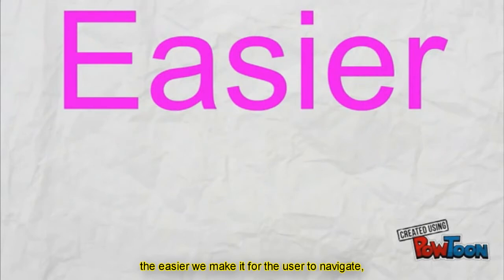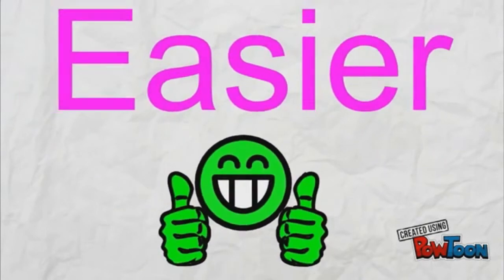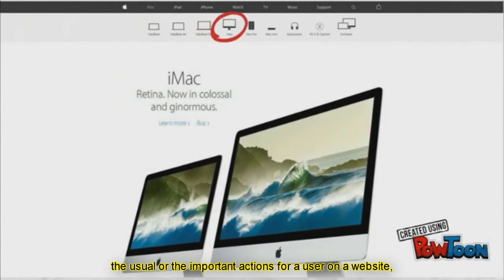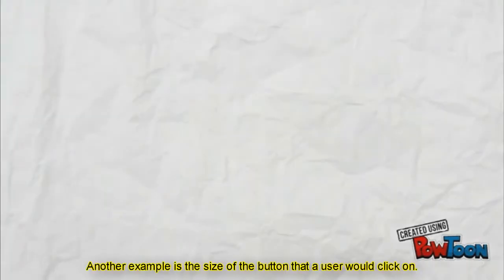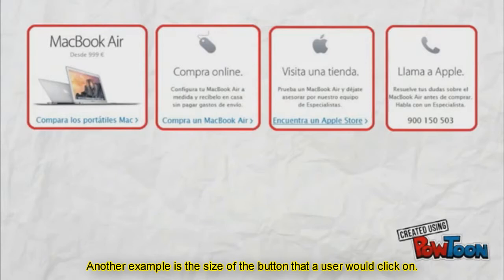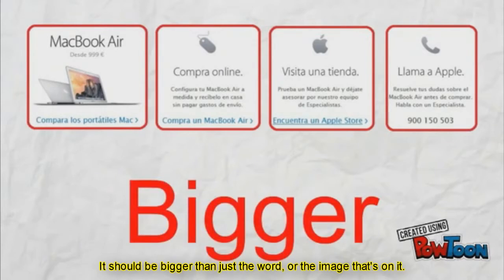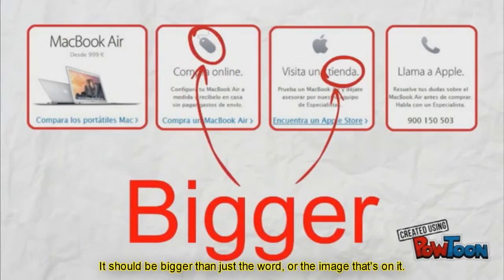So within a website, the easier we make it for the user to navigate, the better. For instance, the usual or the important actions for a user on a website have to be as close as possible to the previous position of the cursor. Another example is the size of the button that a user would click on. It should be bigger than just the word or the image that's on it.